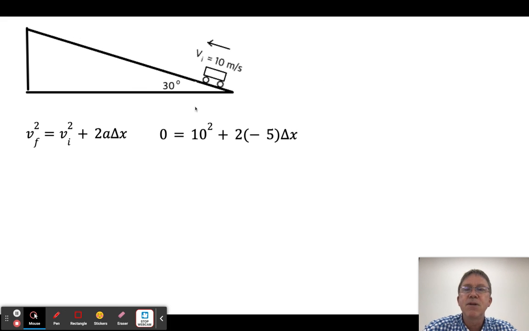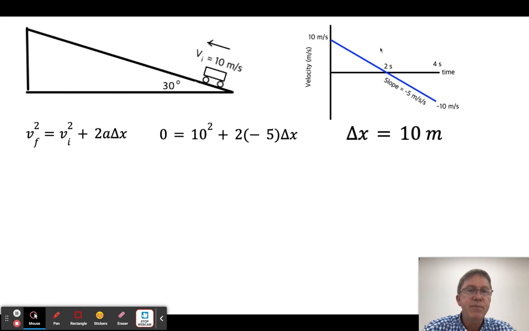I know that the final velocity is 0, that the initial velocity is 10, that g sine theta is negative 5 meters per second squared. So I just solve it for delta x, and I come up with 10 meters. This object is going to go 10 meters up the ramp. In 2 seconds, it's going to stop. And 2 seconds later, it's going to come back down another 10 meters, back to where it started, after a total of 4 seconds.